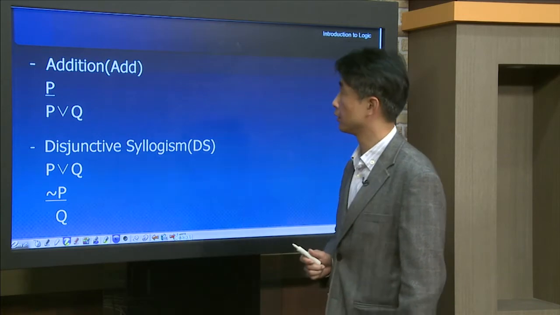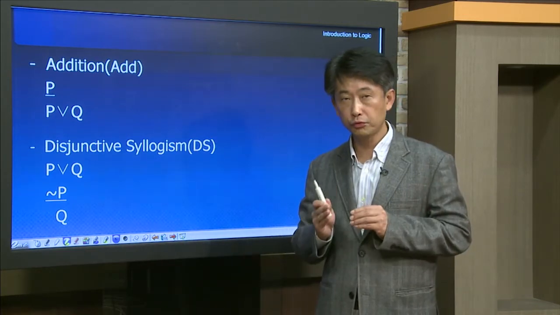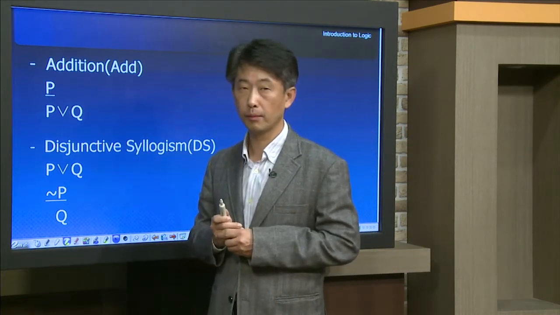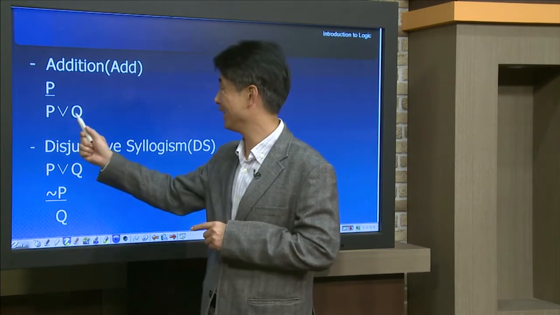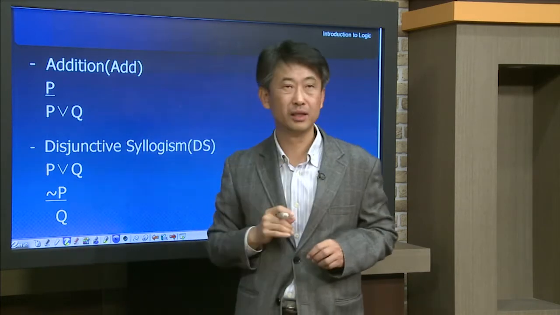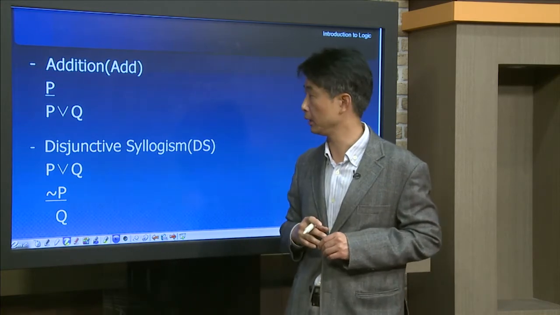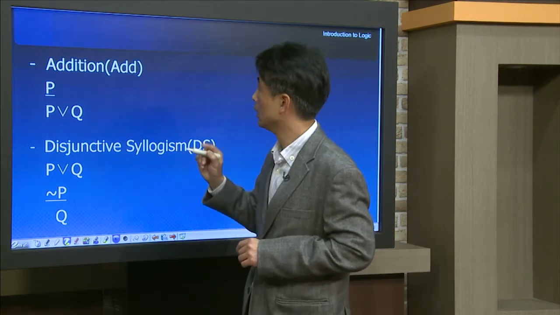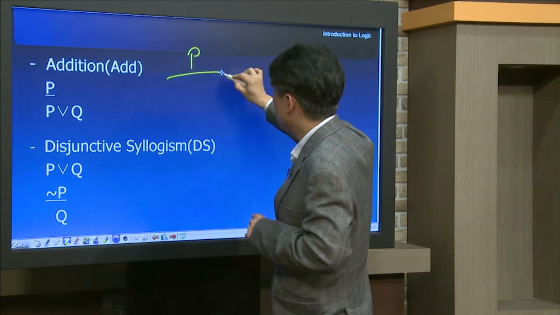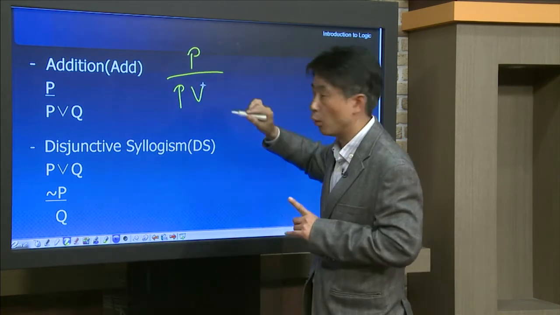So the third one is called addition. This rule is useful but a bit tricky. It says when you have a statement, you can add any statement. Maybe it's not appropriate to say Q, because the addition rule really says when you have P, you can derive P or whatever.